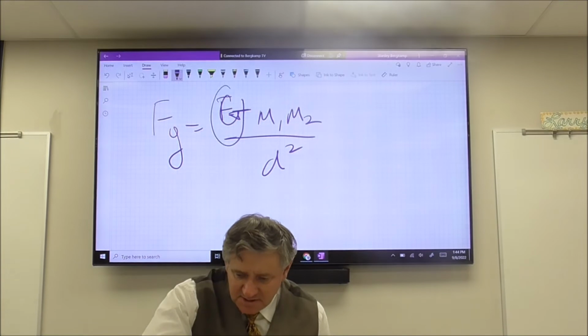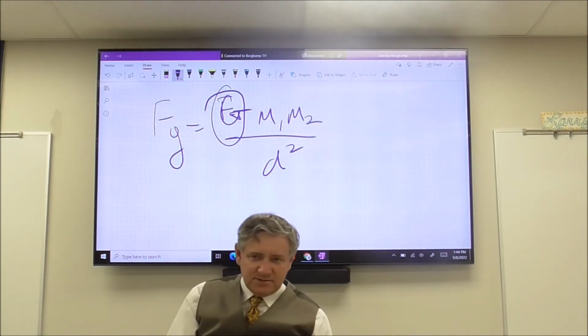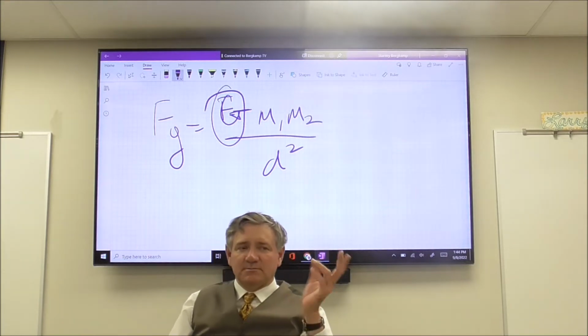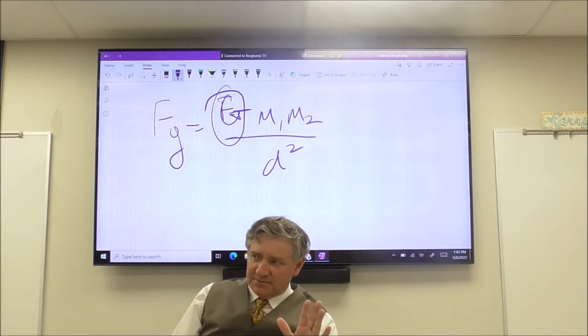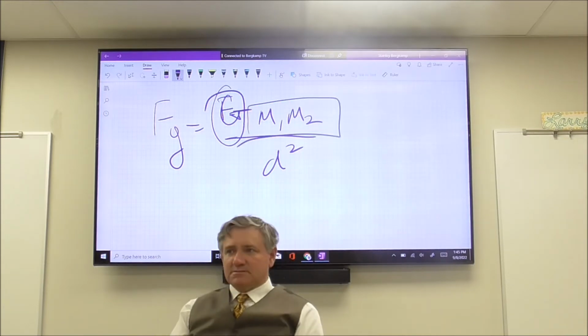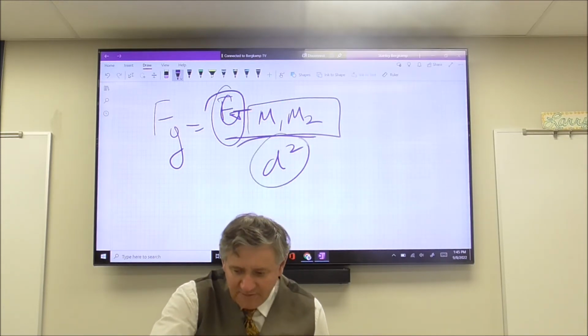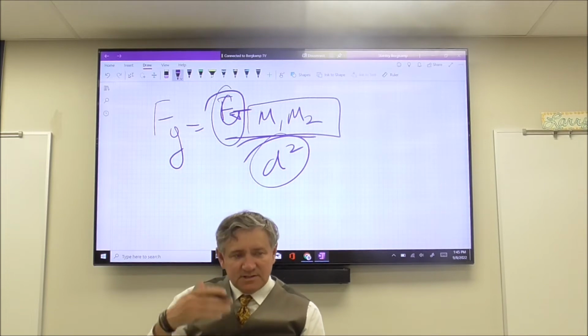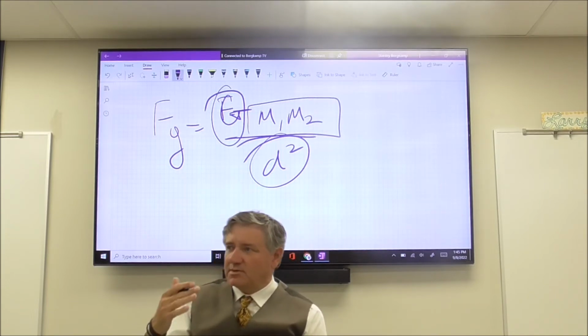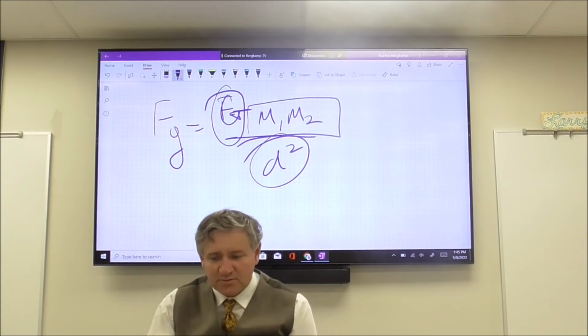This big G is what we call the universal gravitational constant. It's a number, we'll talk about it later. It's a really, really small number, 6.67 times 10 to the negative 11. These are just the two masses, and this is how far apart they are. This is what's known as an inverse square law. We're going to study a whole bunch of different laws that we call inverse square laws.